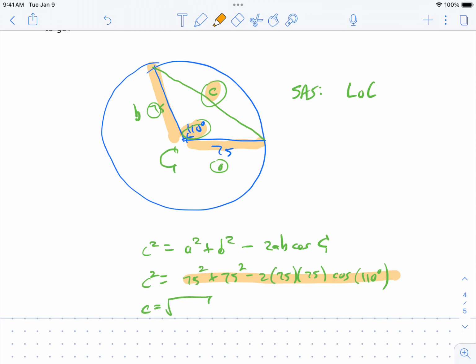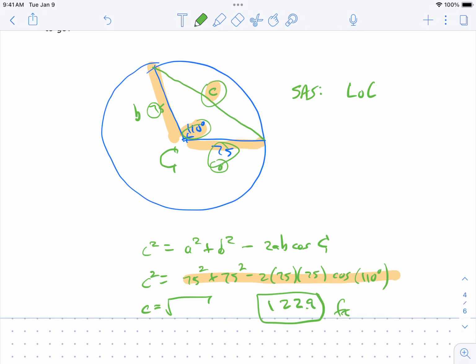Make sure you can match me exactly. 75 squared plus 75 squared. Yep. Minus 2 times 75 times cosine 110. Close my parentheses. Hit my equals. I'm looking at 15,097 roughly, but I'm taking the square root of that answer to get 122 point, I'll just call it 9. 122.9, I guess those are feet that we're playing with, right?